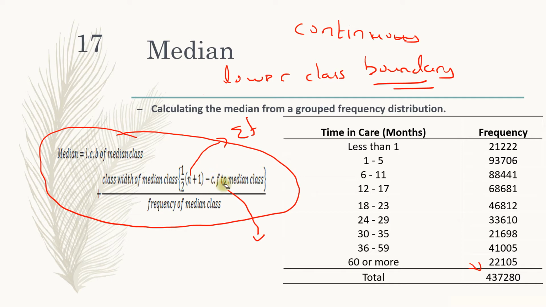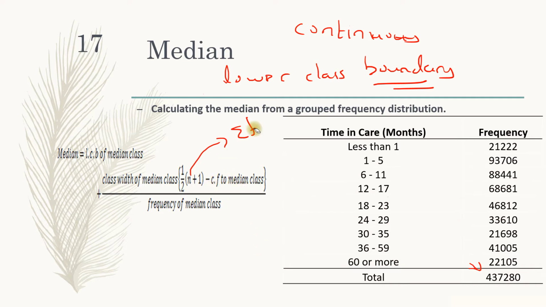So let me just now go through these components one by one. One of the things that comes again and again, as I told you, is the median class. So probably before I attempt going through this formula, I will try to locate the median class. To locate the median class, what do we want to do?